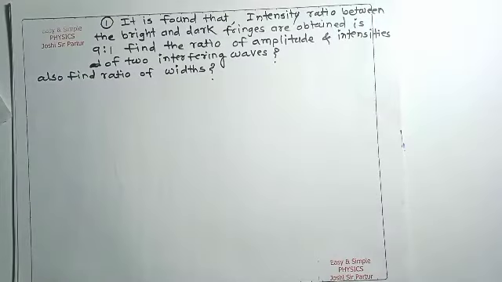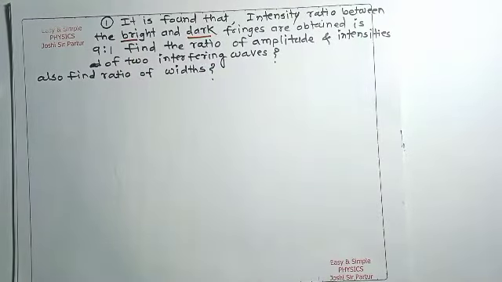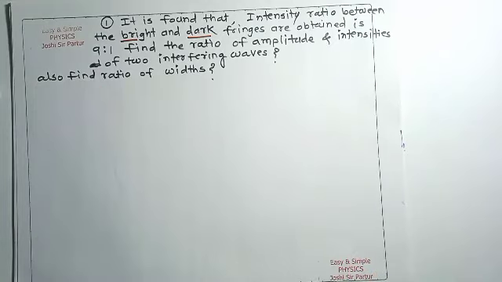Here, the first example: the intensity ratio between bright and dark fringes. For bright, maximum intensity is there. For dark, minimum intensity is there. They are obtained in the ratio 9:1. Find the ratio of amplitude and intensities of two interfering waves, amplitude as well as intensity. Also find the ratio of their widths.